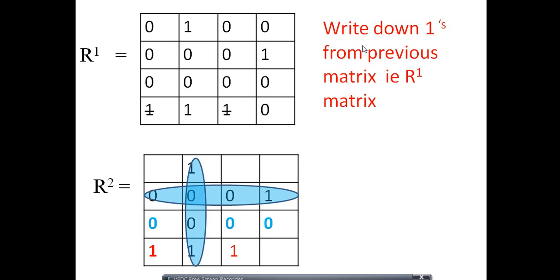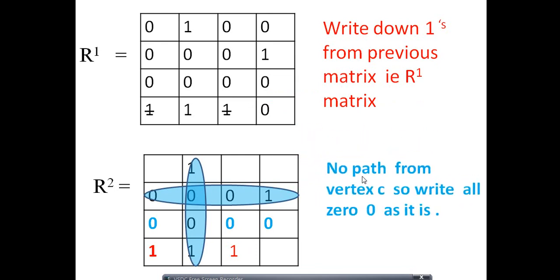Okay, and now the ones written from the previous matrix, that is the R1 matrix. Written 1, 1. Okay, next, there is no path from vertex C, so write all zeros as it is. There is no path, so write down all zeros here. See, here I have already written 0 0 0 0 for vertex C, and these red color ones are the previous matrix values, that is 1.